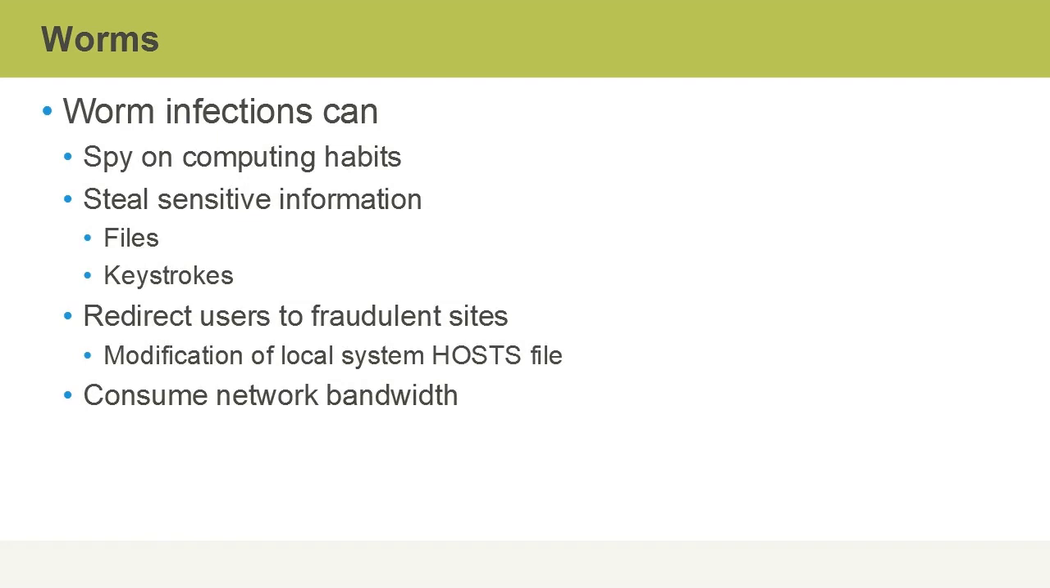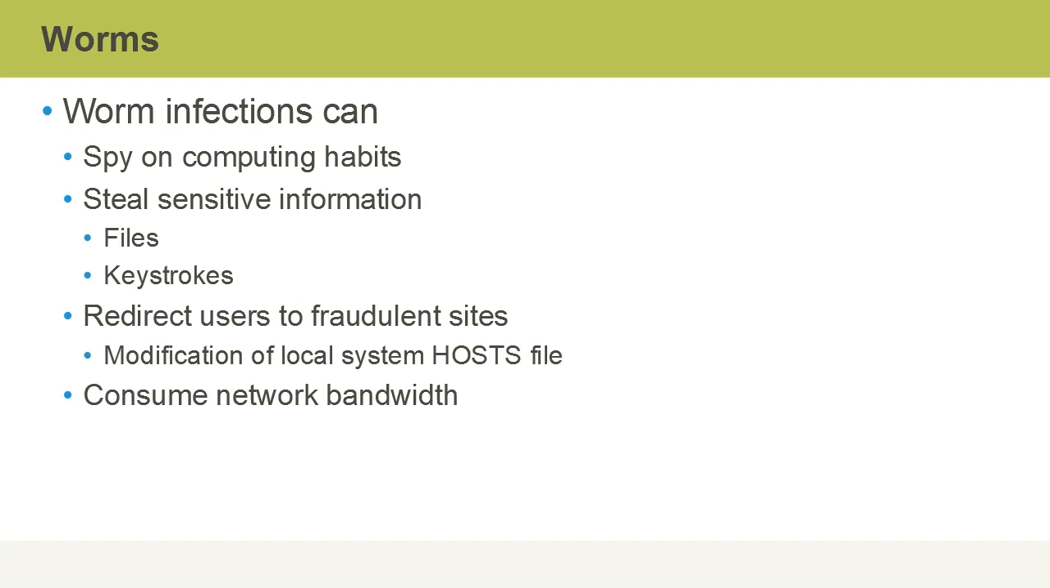Worm infections, once they actually run, other than spreading themselves, might spy on computing habits. They might steal sensitive information, such as sensitive files stored on your computer or that are accessible elsewhere through your computer, such as on a database server or in the cloud. Or a worm might monitor keystrokes, it might be a keylogger, and send those back to malicious users. Also, a worm could redirect users to fraudulent sites.